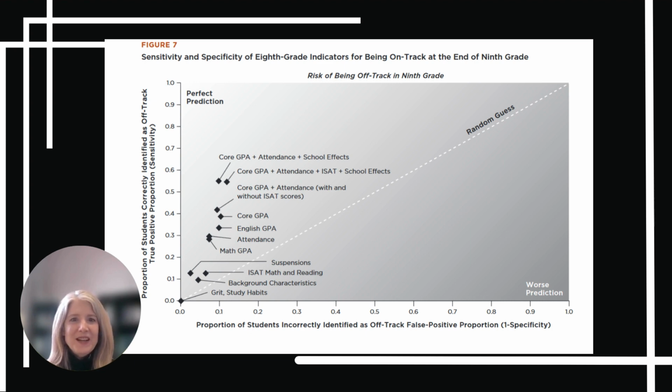The dot that's closest to the top left includes students' eighth grade core GPA and their attendance together, along with information about which elementary or middle school they attended. So with all of that information, we correctly identify about 55% of the students who would end up off track in ninth grade, and we only misidentify 10% of students. Including other information like students' test scores, their study habits in eighth grade, doesn't improve the prediction anymore.